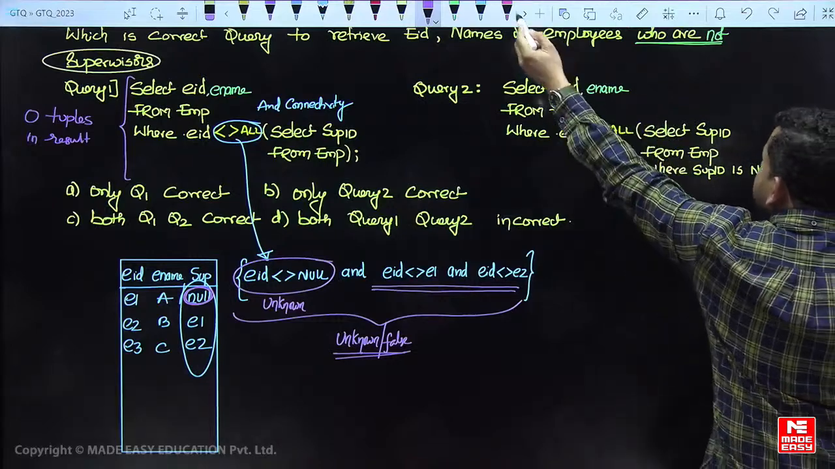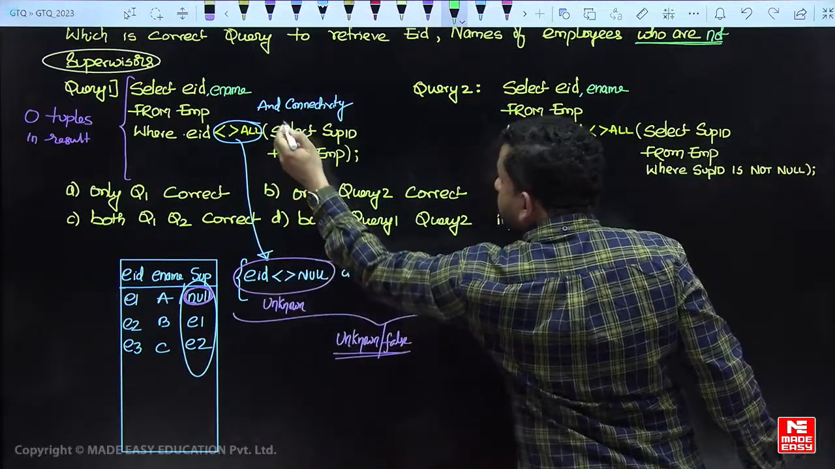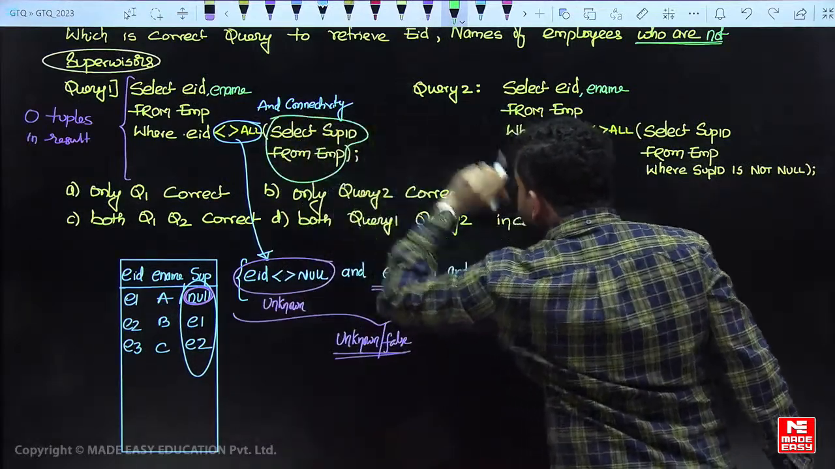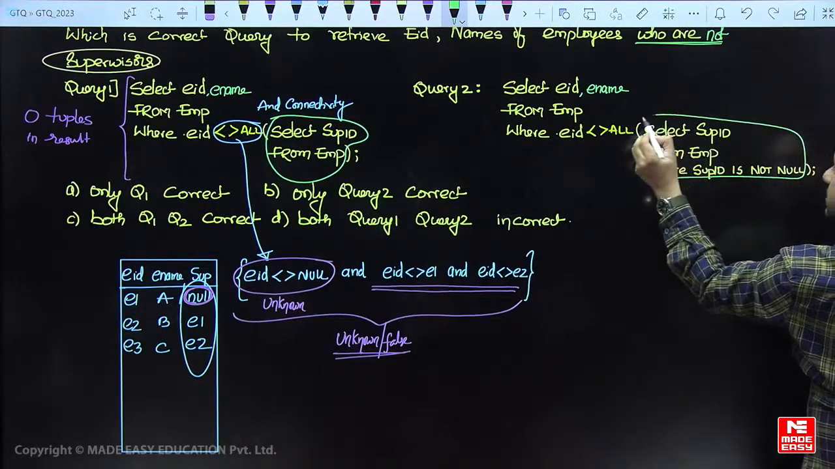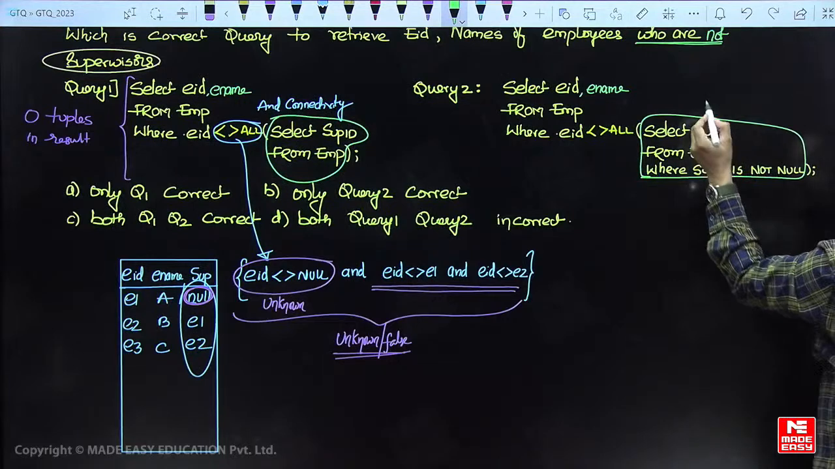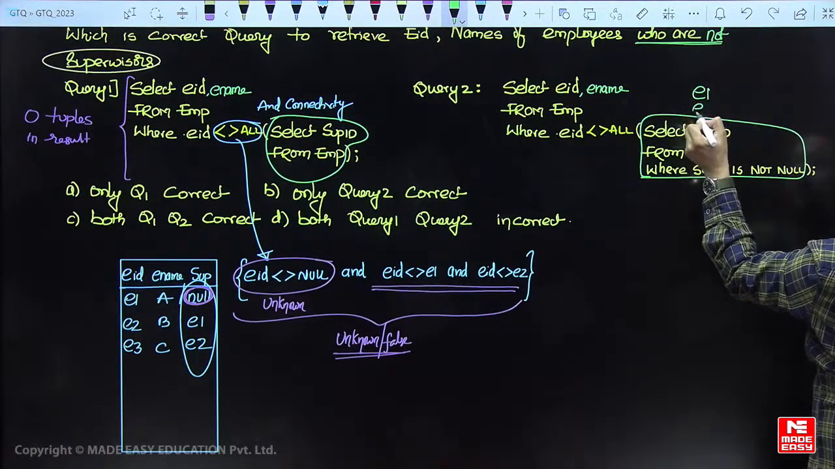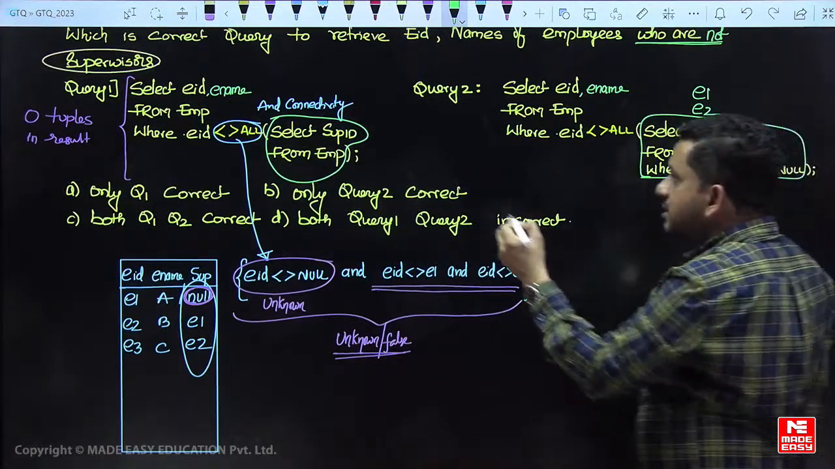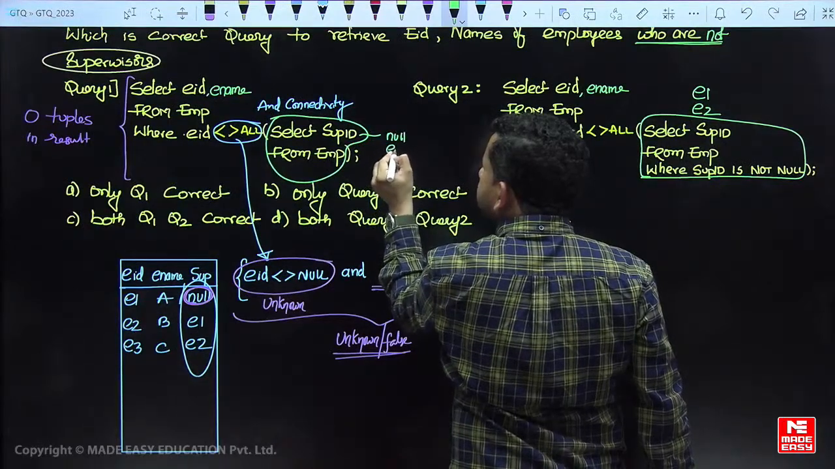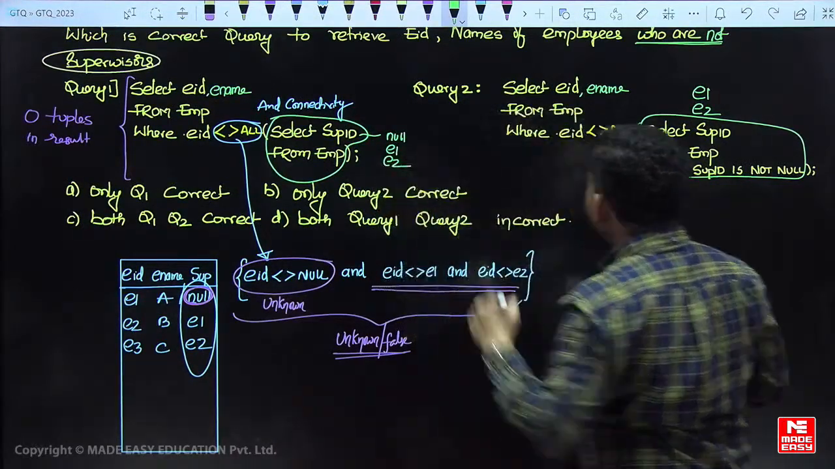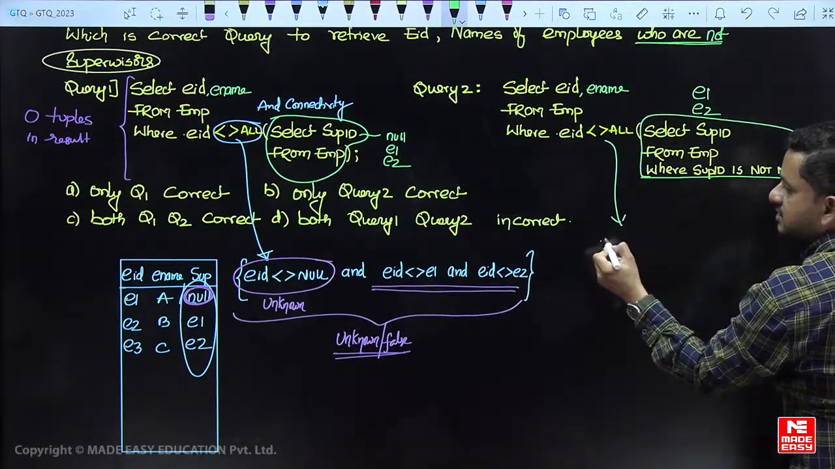Now to avoid this problem, we have to eliminate null in the subquery result. That is what we did in the second part. Here the inner query result is only E1 and E2. In the first query, the inner query result has null, E1, and E2, but here the inner query result is E1 and E2.